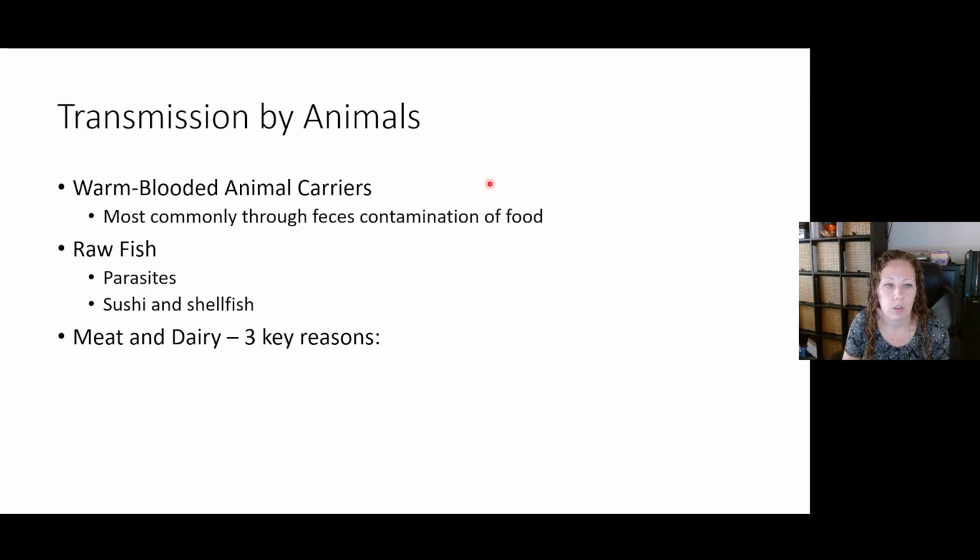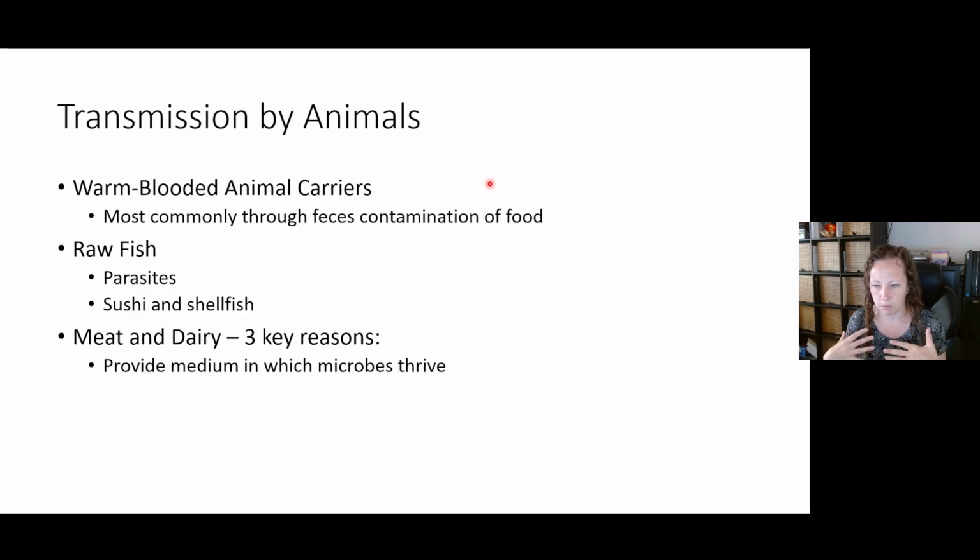Meat and dairy. So meat and dairy are, I'm not going to say the number one source of foodborne illness, because like I said before, there's so much preventive measure, but foodborne pathogens grow extremely well on meat and dairy, and they can potentially be a large source of foodborne illness if you're not taking proper precautions. So the 3 reasons for that, and you should know these. Meat and dairy, they provide a perfect medium in which microbes thrive. All right, the microbes that make us sick like to grow in and around bodies.